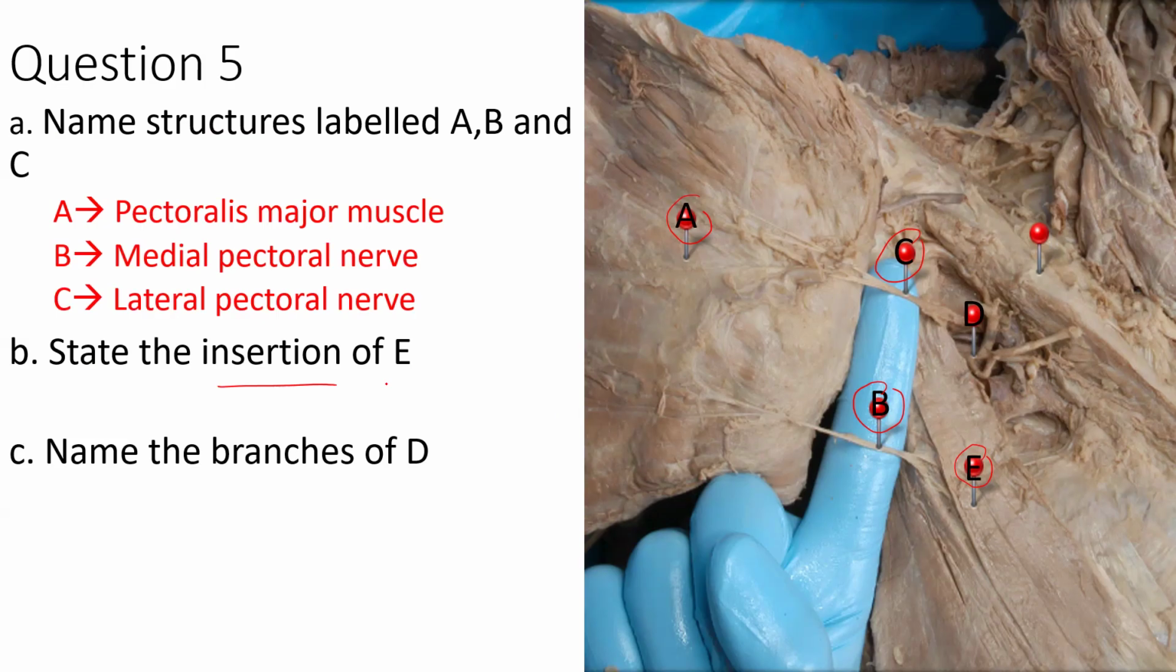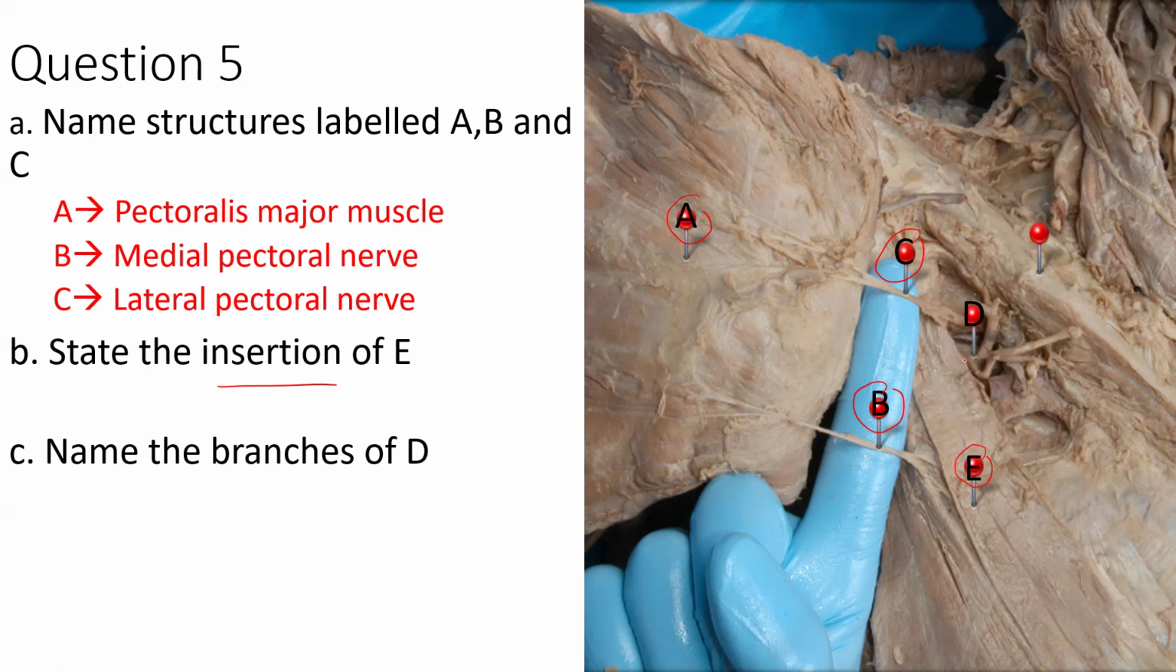I'll ask you once again, and I'll show you this. Please know all the muscular attachments of the scapula. That's a high-yield sport marathon question. We've been asked to name the branches of D. So D over here, you can see it's a vessel. It's coming from the second part of the axillary artery. It's one of the two branches of the second part of the axillary artery.